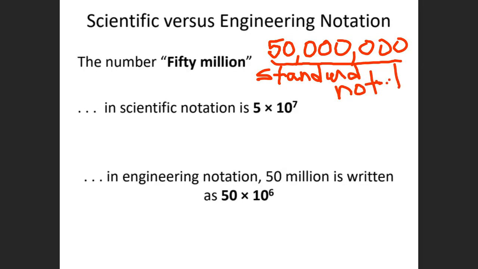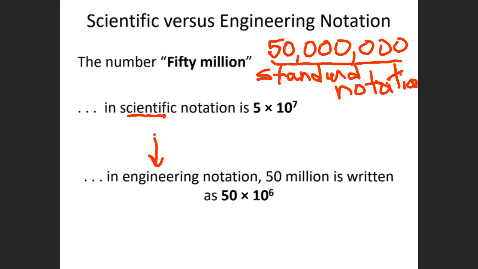Now notice the difference. Scientific notation: 5, a single non-zero digit, and the power of 10 is 7 zeros. 7 zeros.